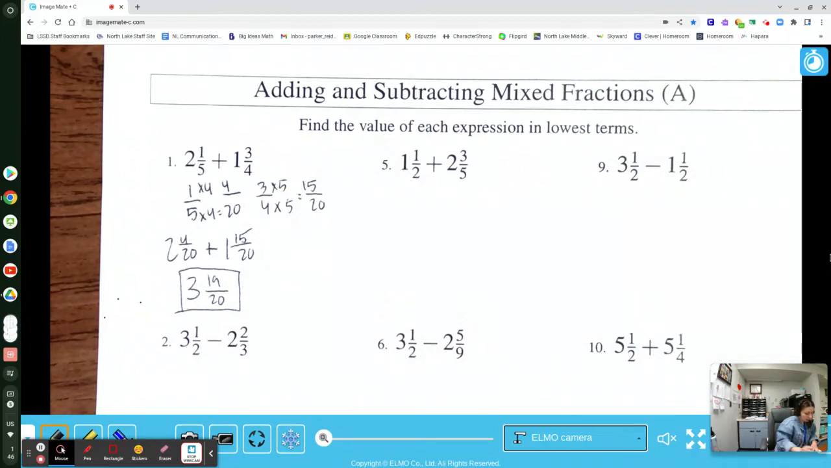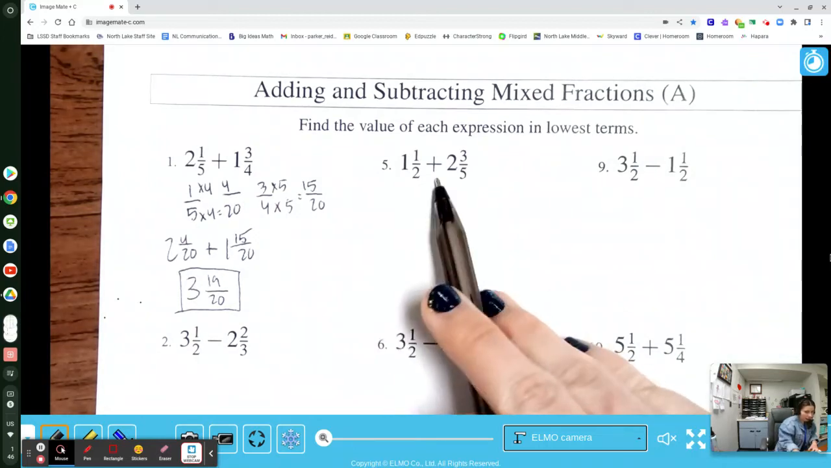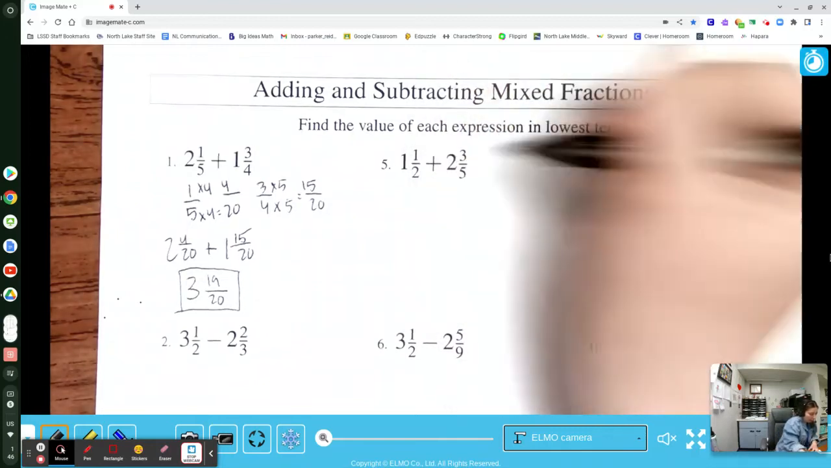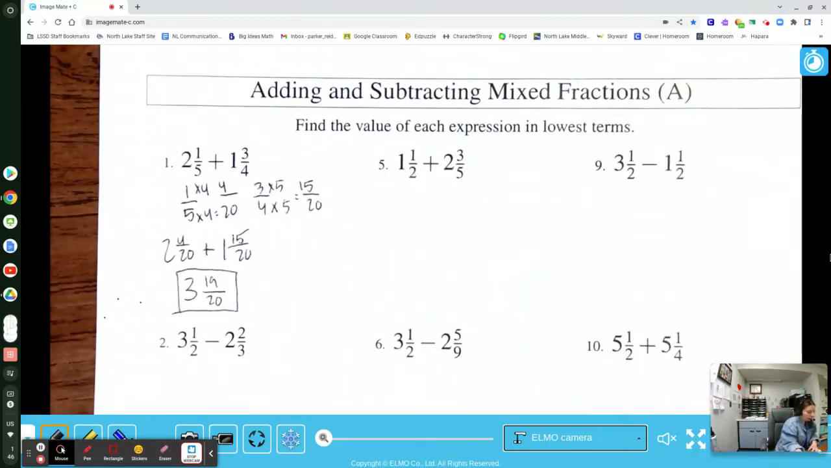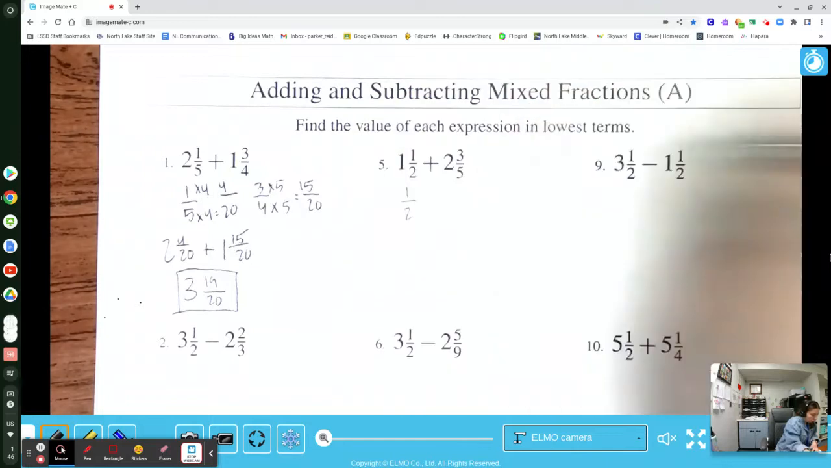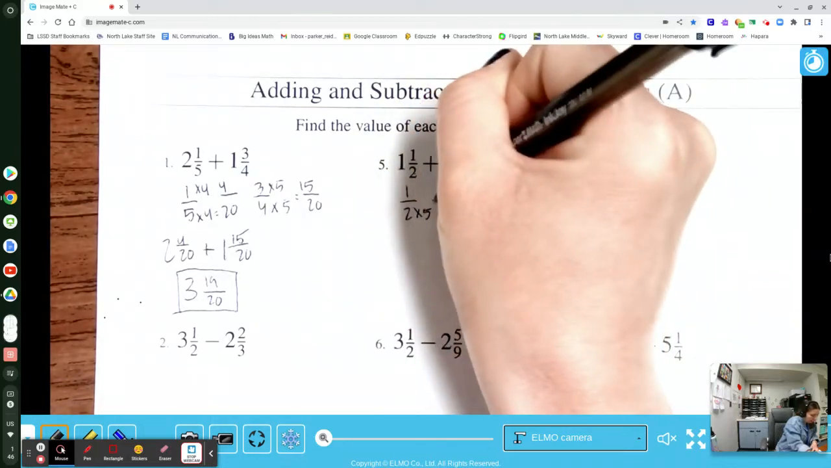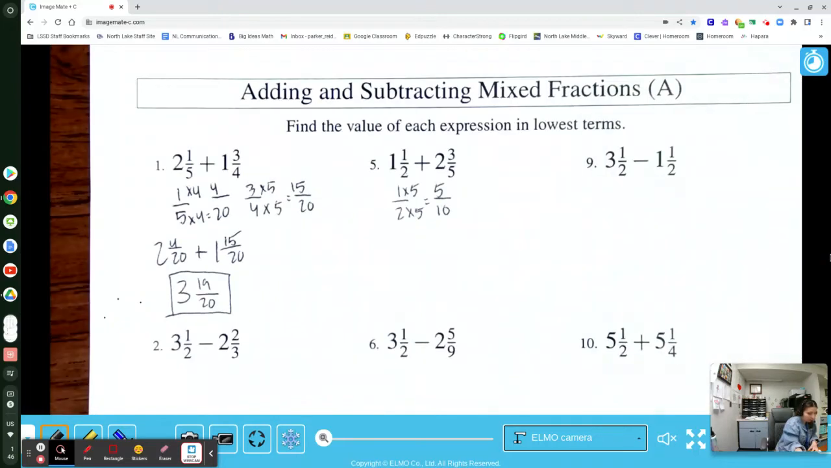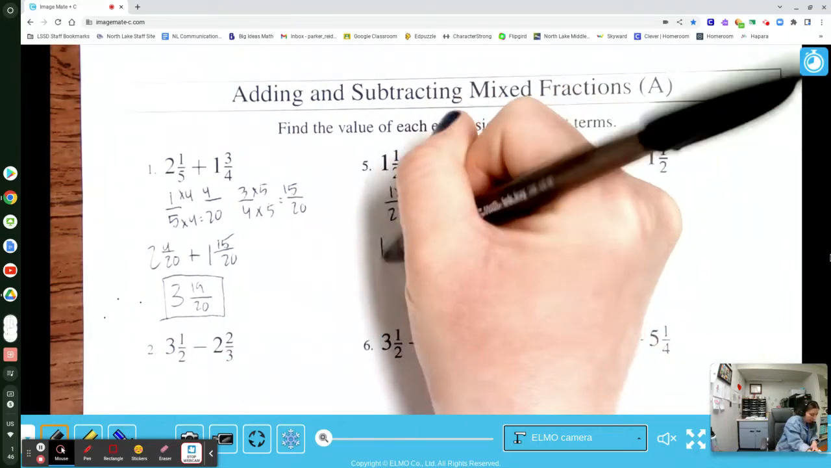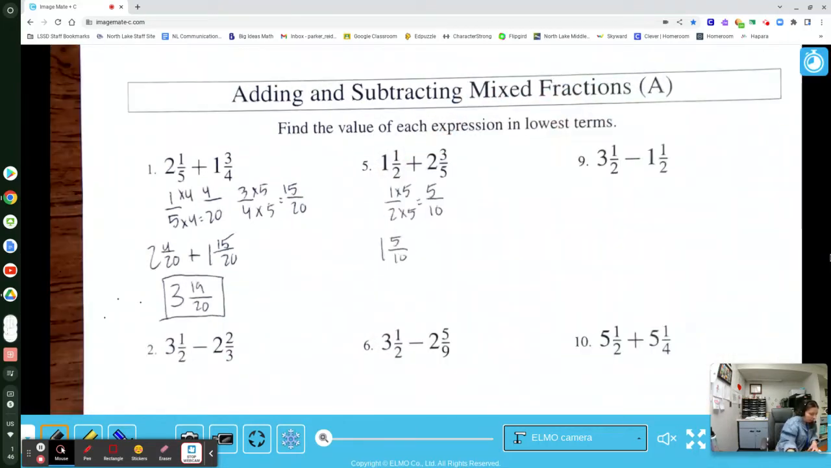All right, the next one, I'm actually going to go to number 5 here. So I have 1 and 1/2 plus 2 and 3/5. So 2 and 5, different denominators. I need them to have something in common. So what's a number that 2 and 5 share? That would be 10. That's the first thing I think of. So I'm going to change 2 into 10 by multiplying it by 5. And I do the same to the top. 1 times 5 is 5. So 1 and 1/2 becomes 1 and 5/10.